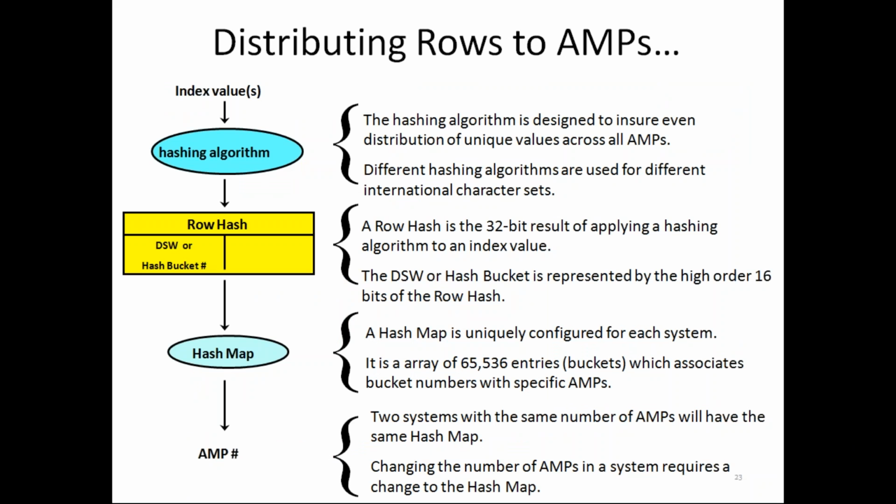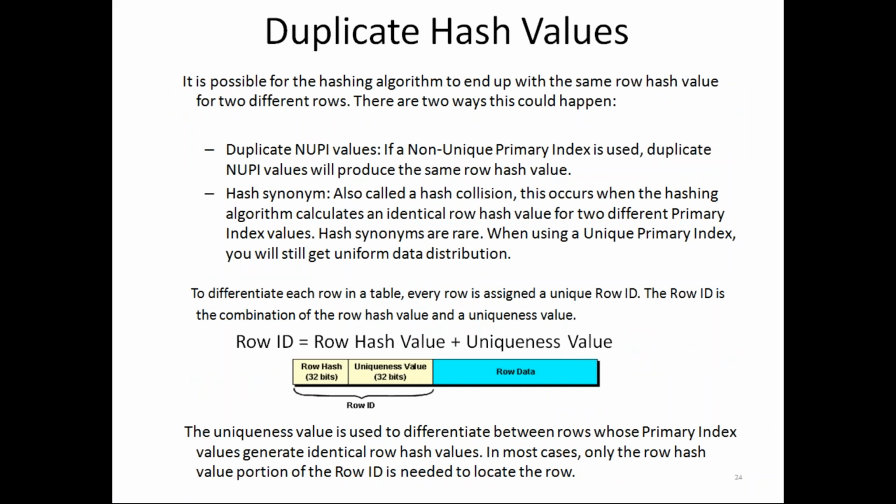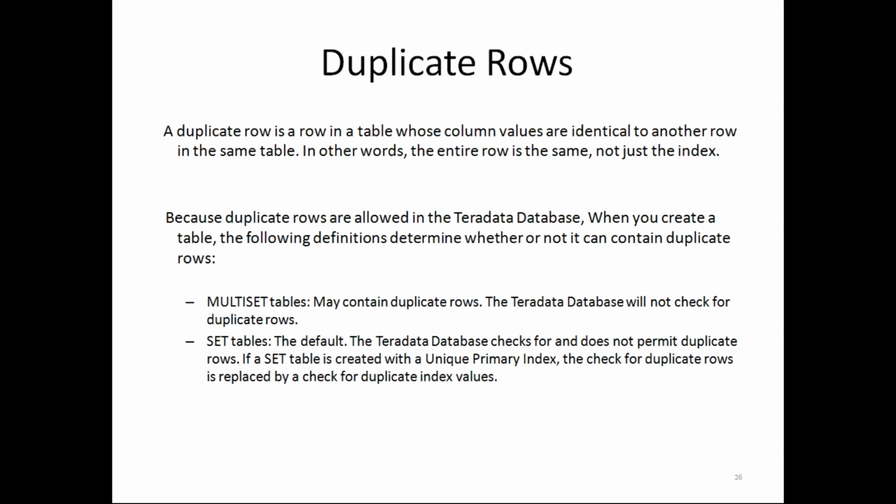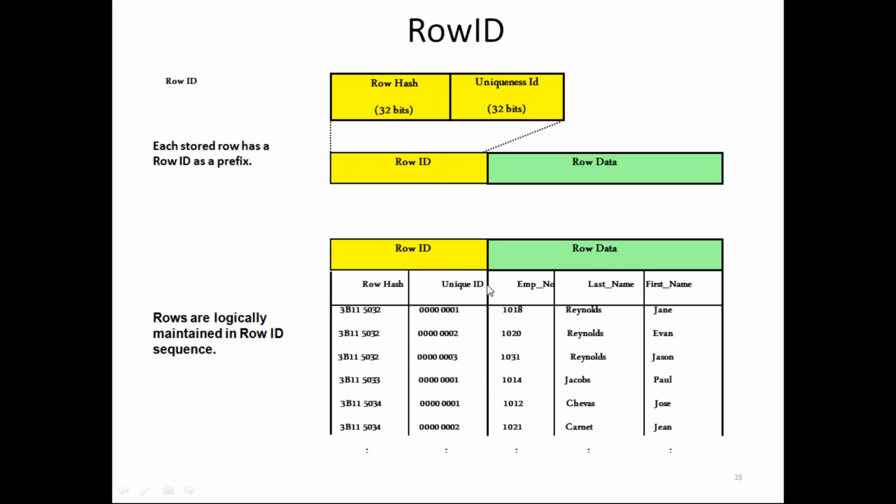I've seen the hash map, hash bucket numbers, and the two scenarios where we may get hash similarities, duplicate NUPIs and hash synonyms, and everything is determined. So Manohar, this is basically an internal concept. As a DBA, we need to know it, but we won't be seeing all this technically. These are the essentials for anyone who says they know Teradata. Even a DBA, even a developer, they all should know all these concepts.